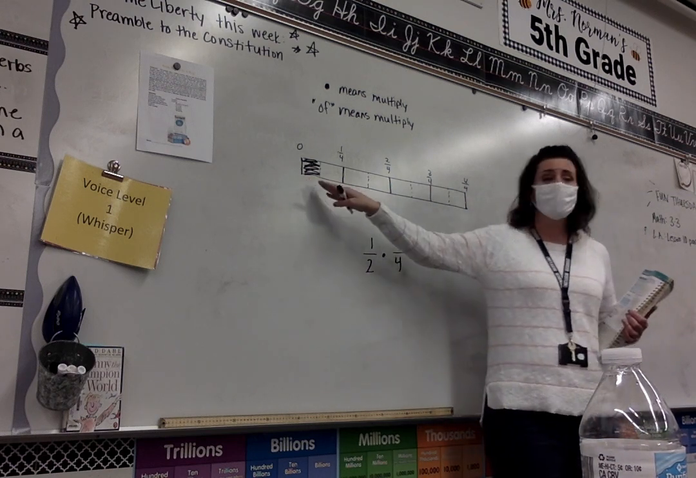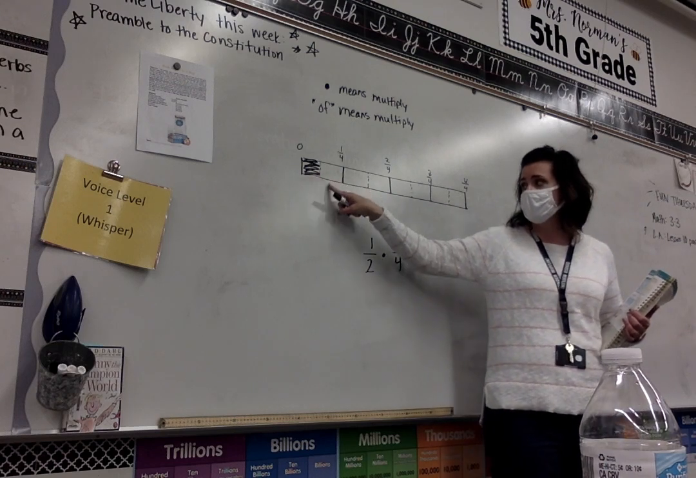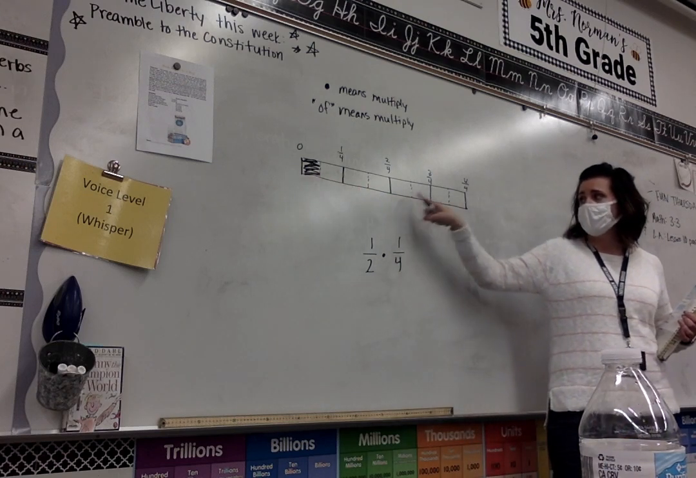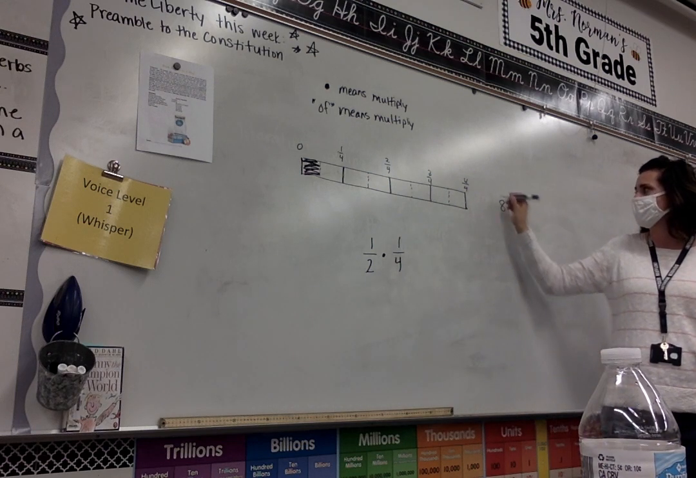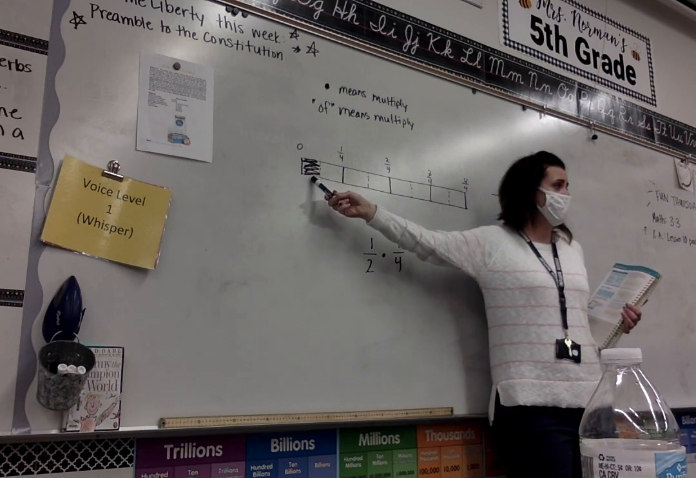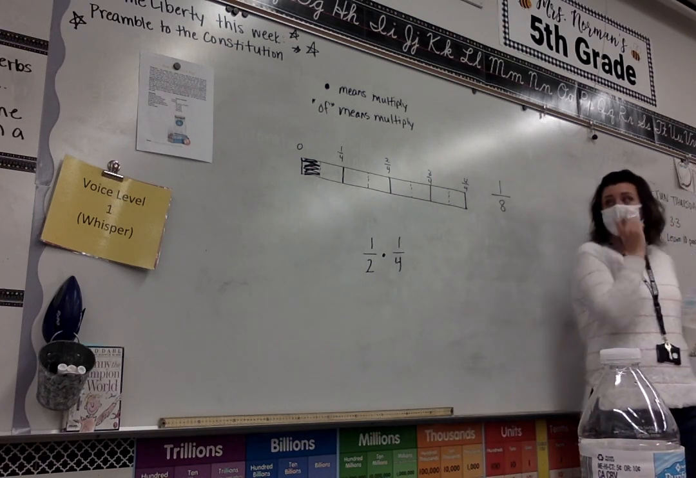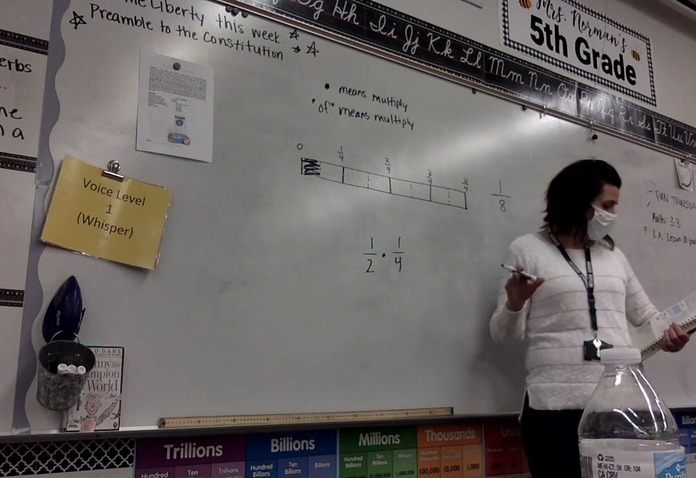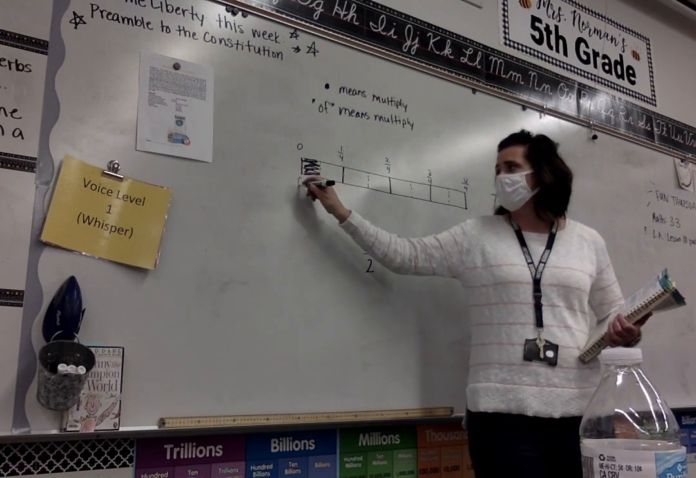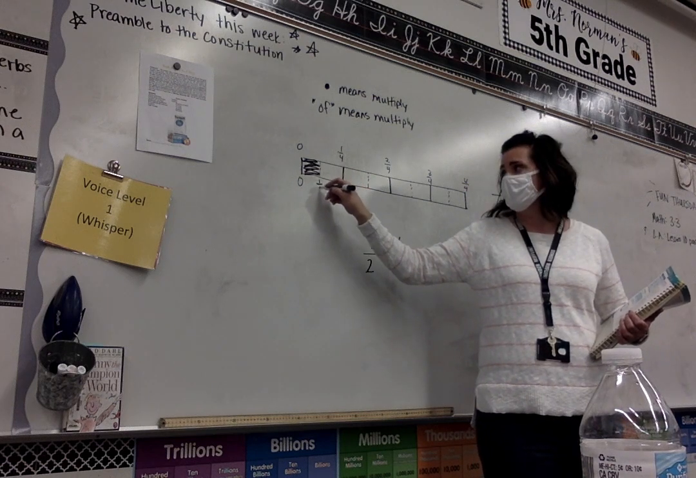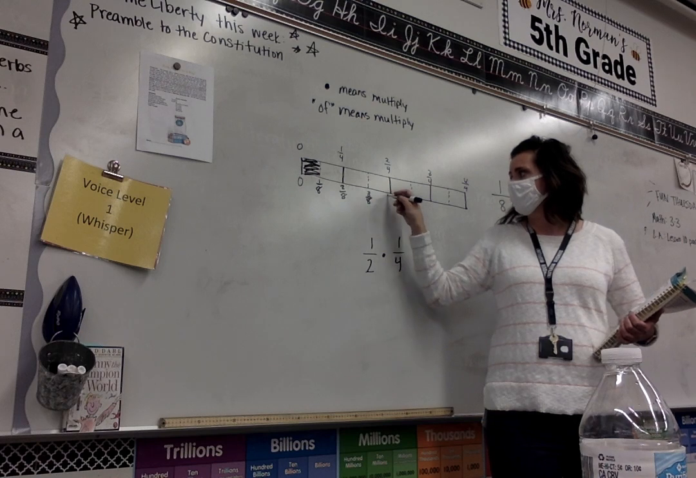So let's count how many would be in here if we count all of these separate pieces. Count with me. 1, 2, 3, 4, 5, 6, 7, 8. So there's 8 pieces now, and we colored in how many? 1. So if I filled in my bottom, we would start at 0 like we always do. This would be 1/8, 2/8, 3/8, 4/8, and so on.